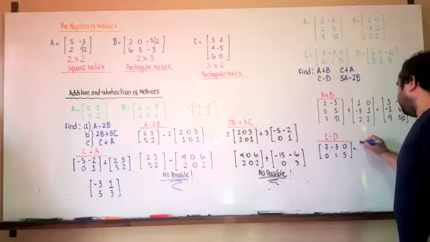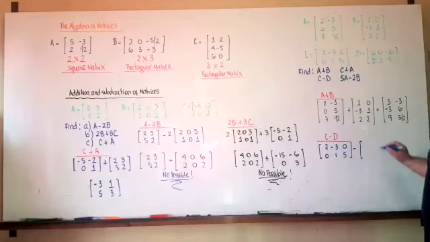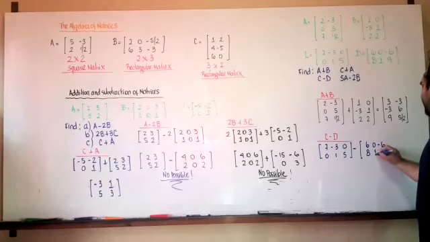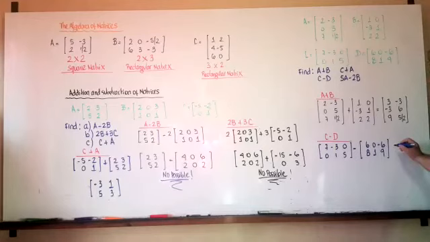Minus D. D is 6, 0 minus 6, and 8, 1, 9. Both have the same size? Yes or no? Yes. Yes, right. So we're going to apply the operation position by position.